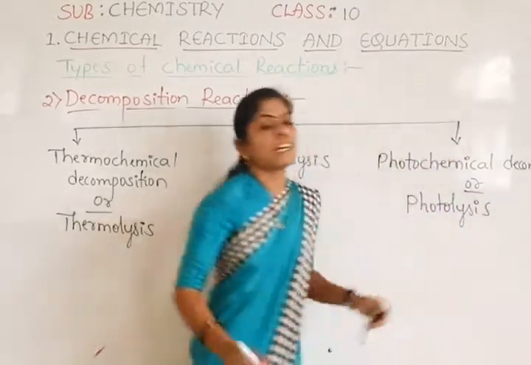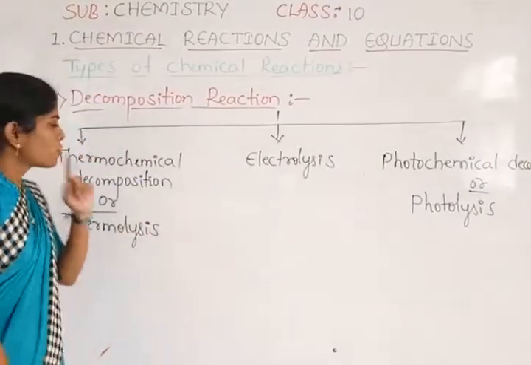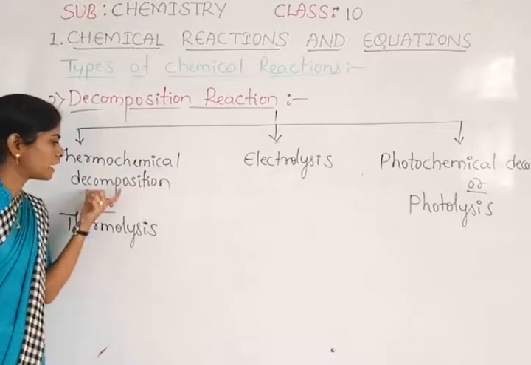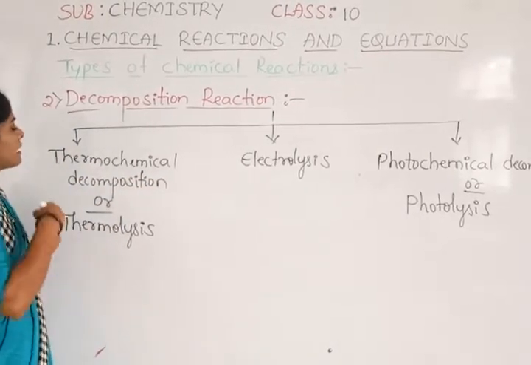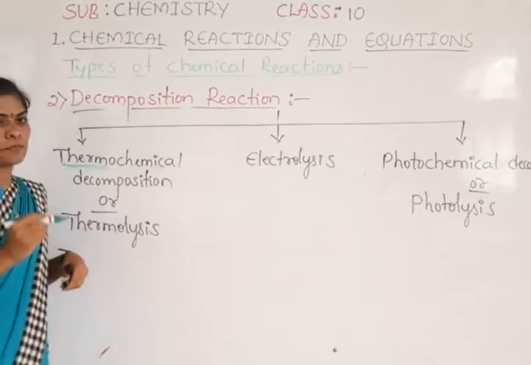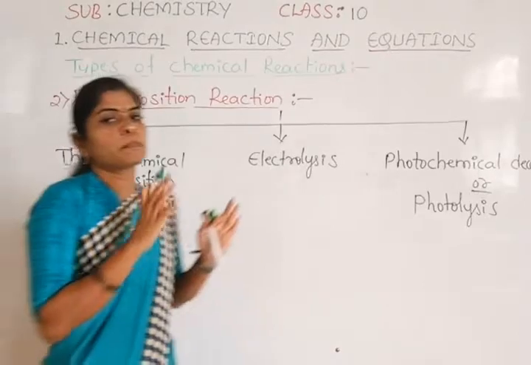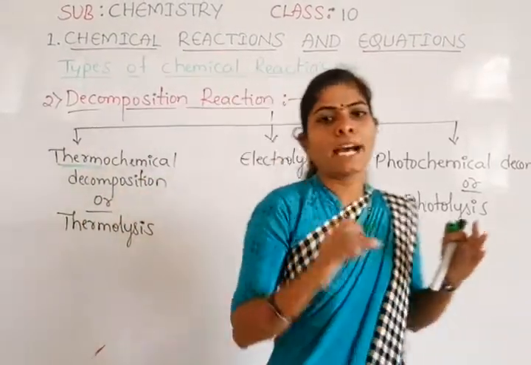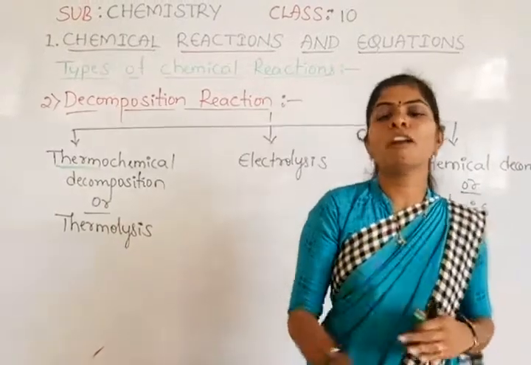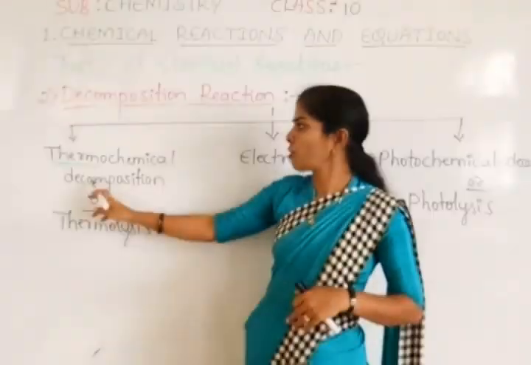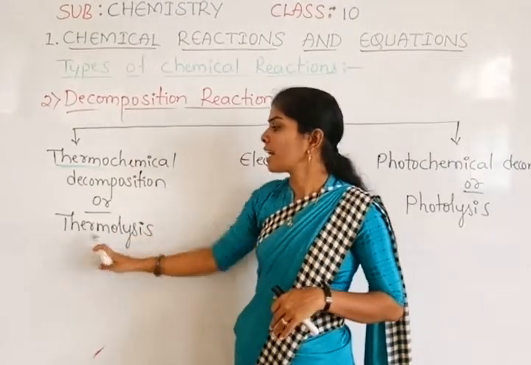Okay. These are the three types of decomposition reaction. The first one is thermochemical decomposition, or what we can call thermolysis. Thermo means heat. If the reactant splits up or breaks down by using heat, that is, if the decomposition reaction involves the use of heat, then we can call it thermochemical decomposition, or thermolysis.